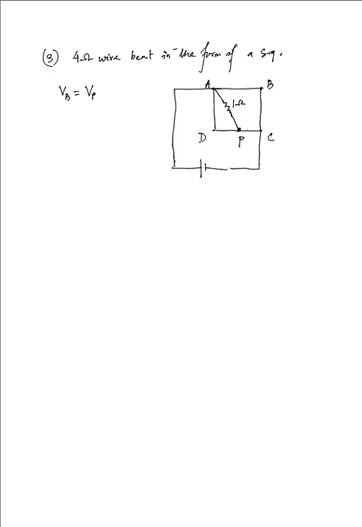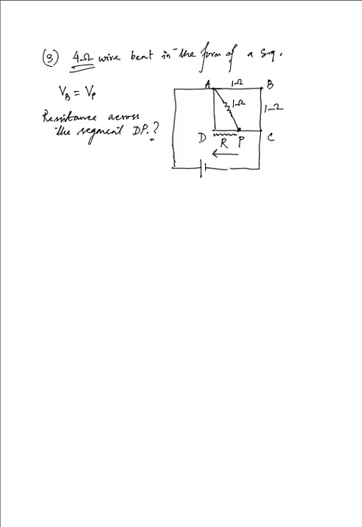So in that case, what will be the resistance across this wire, across this segment DP? We wish to determine that. Let that be R. Now if we have this wire to be having 4 ohm resistance, uniform wire, then obviously, bent in the form of a square, each segment must have 1 ohm resistance.